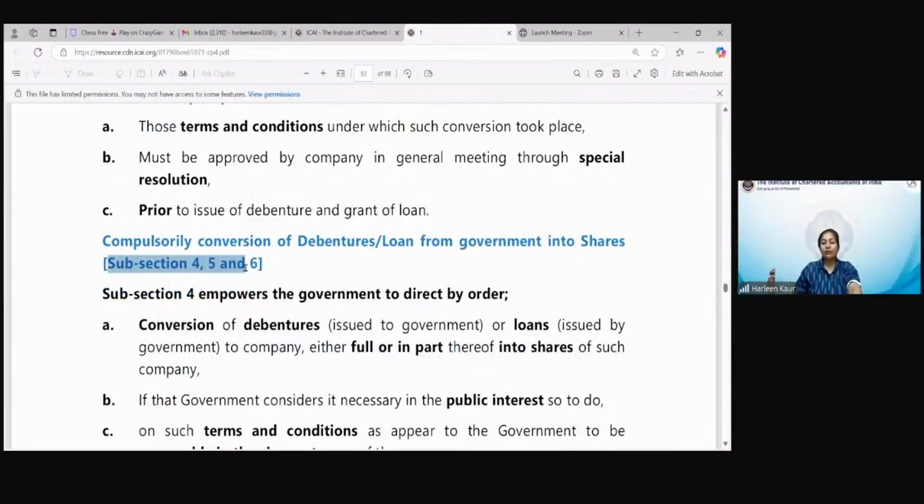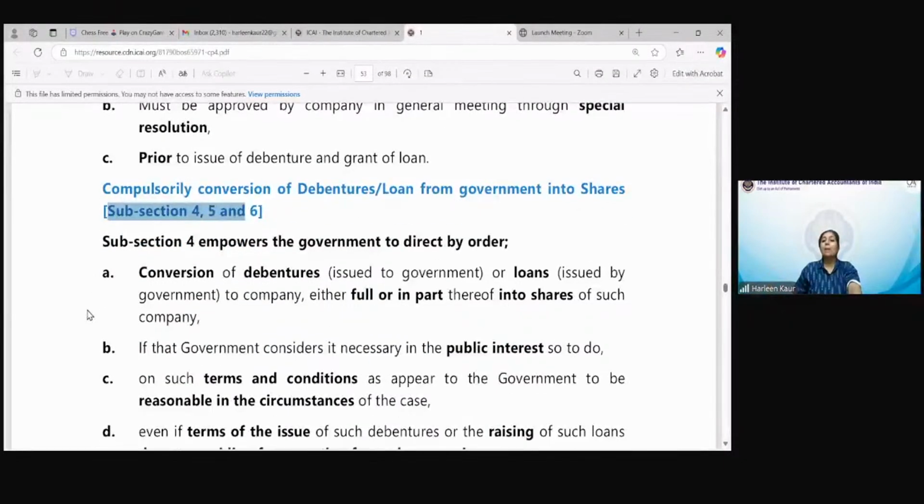This subsection 4, 5, 6, you will give the heading compulsory conversion when the debentures and loans have been taken from the government. So what you have to remember over here is point number 1, where the debentures have been issued to government or loans issued by the government. Here, what is a debenture, child? It's a kind of a loan. It's a kind of a borrowing.